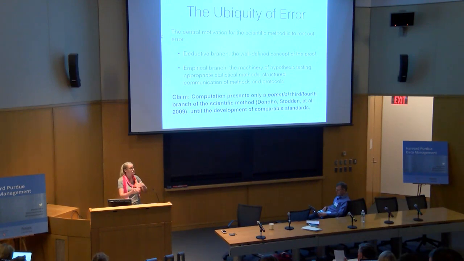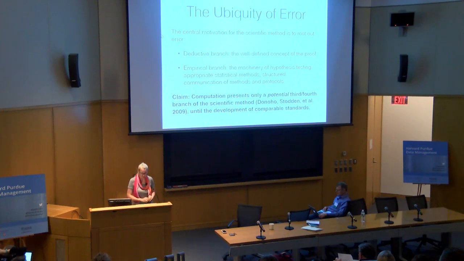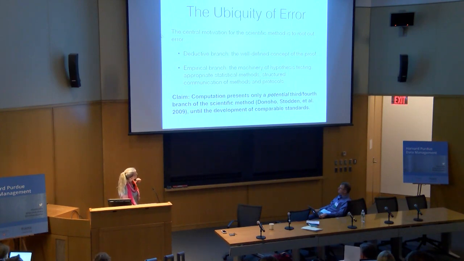And that's the importance of showing those steps and why you think that's right, and being able to convince the community you've done everything you can to root error out of the process. So this claim that I have at the bottom here: computation presents only a potential third or fourth branch of the scientific method until we develop comparable standards. So that's where all of us come in.